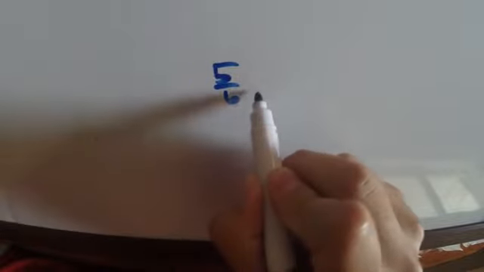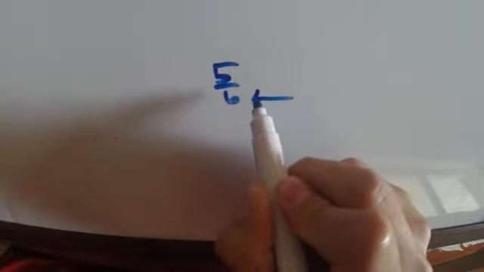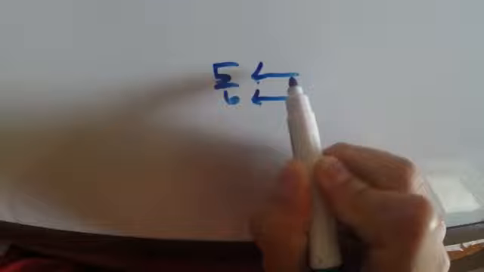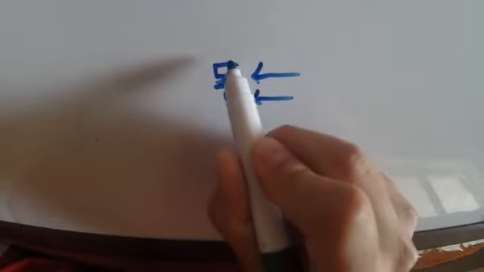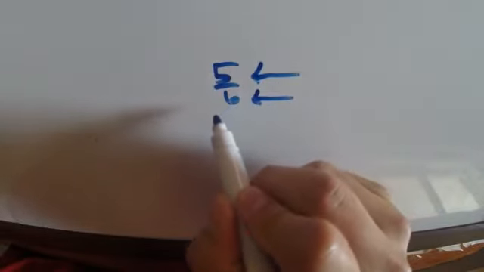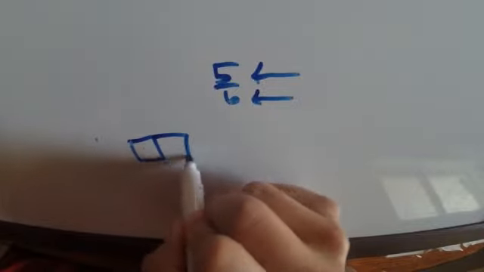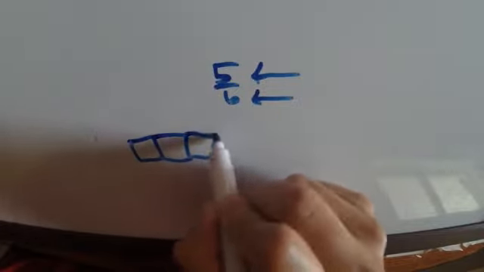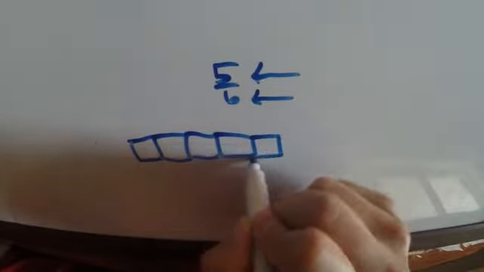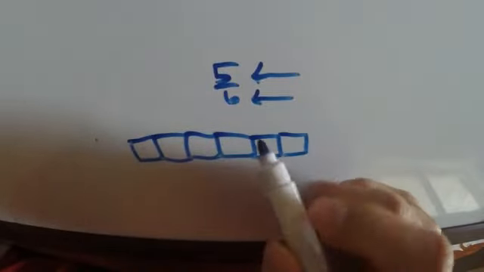Okay, so 6 is the denominator. This is the total number of pieces. 5 is the numerator, 6 is the denominator, the denominator being the total number of pieces. So we're going to visualize this. 1, 2, 3, 4, 5, 6.